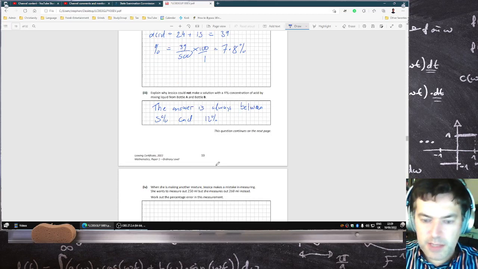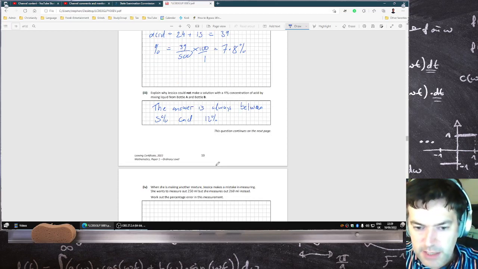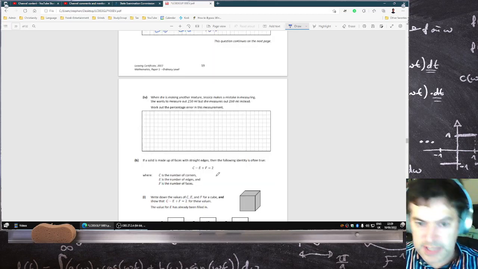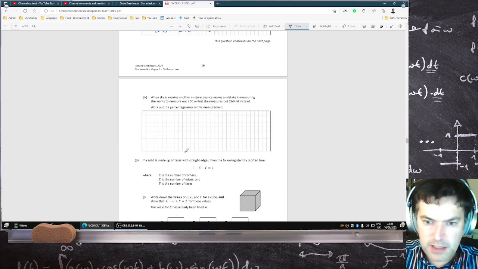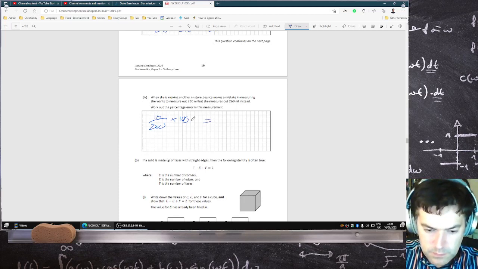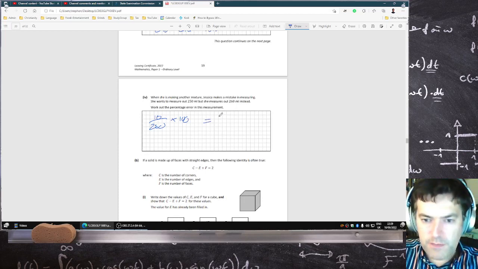When she's making another mixture, Jessica makes a mistake in measuring. She wants to measure 250, but she measures 260. What percentage error did she make? That is 10 over 250 times 100, which is 4% error.